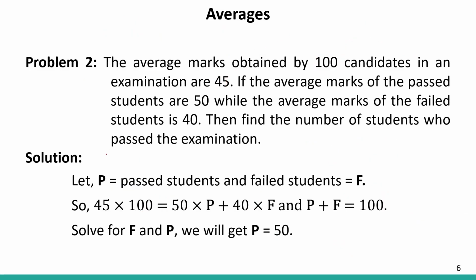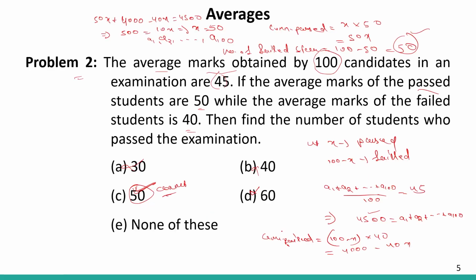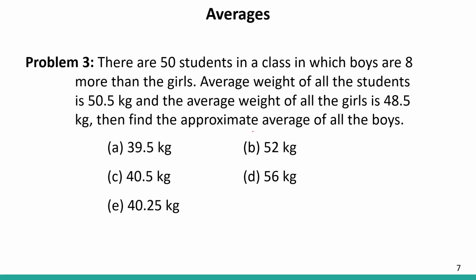Let's go forward and see the step-by-step solution to verify our answer. Let P be the pass students and failed students be F. So given that 45 into 100 is equal to 50 into P plus 40 into F. So P plus F is equal to 100. We can assume from here, so solving for F and P we get P is equal to 50. This is the shortcut method, and we can go for the formal method also. So let's go forward with problem number 3.